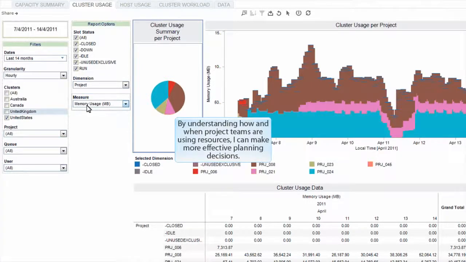By understanding how and when project teams are using resources, I can make more effective planning decisions. By aligning users with resources better suited to their needs, I can improve the productivity of all project teams and potentially save or avoid cost.